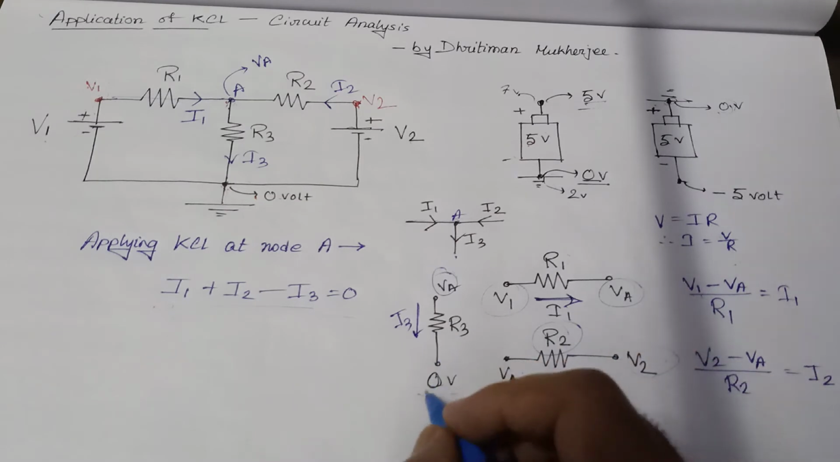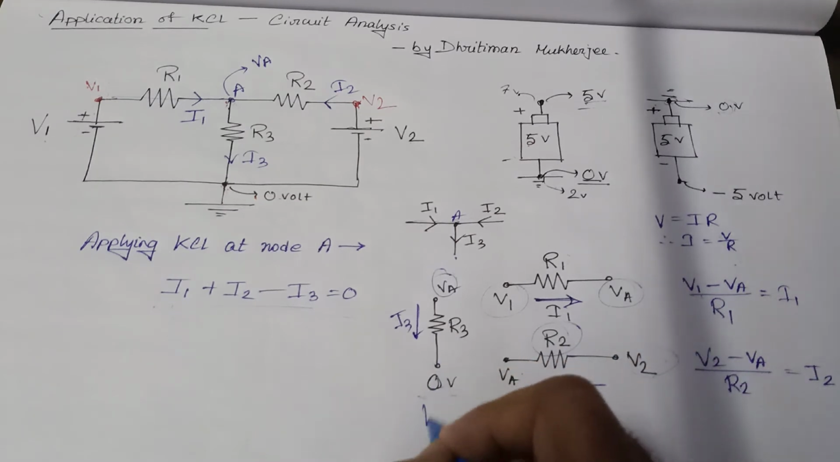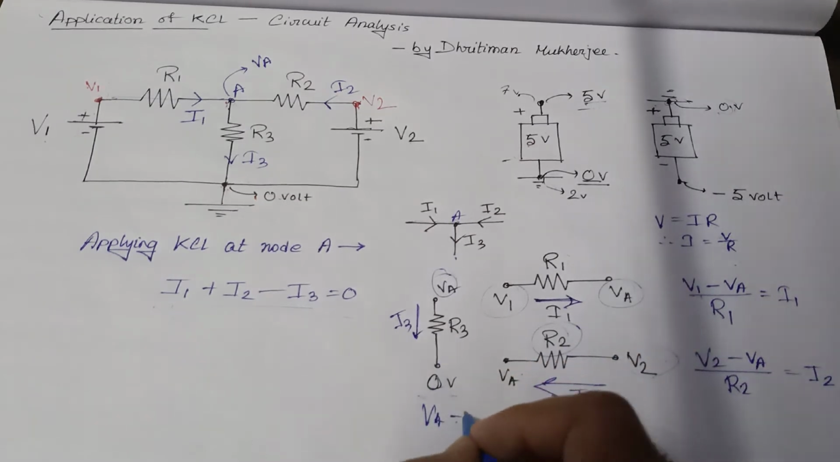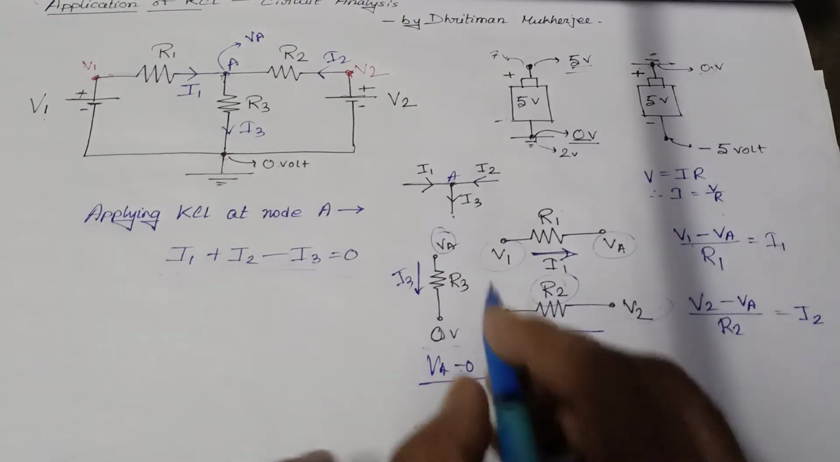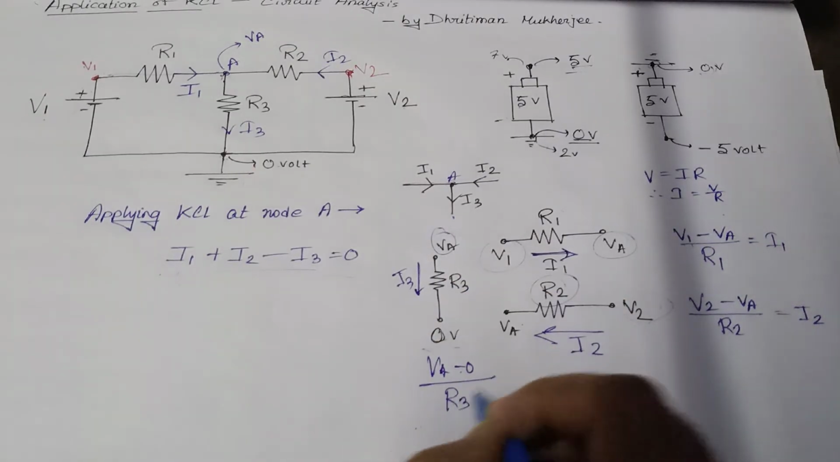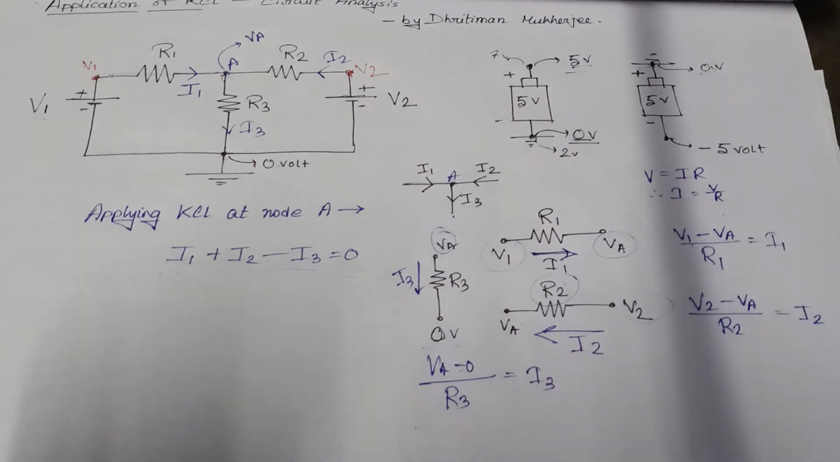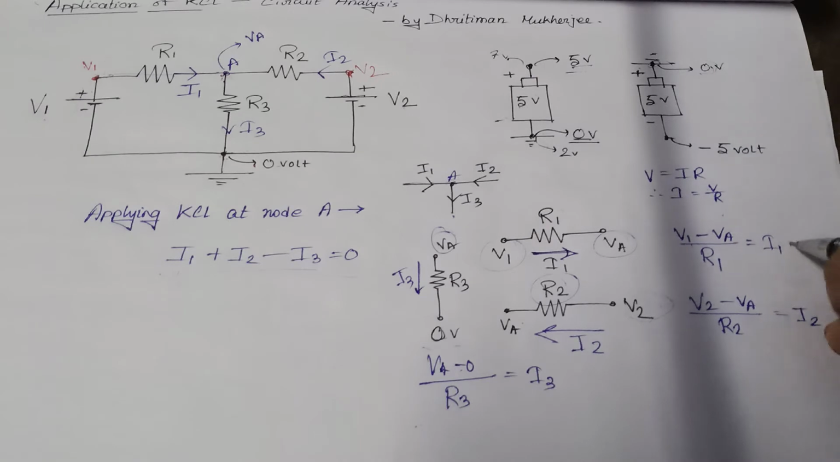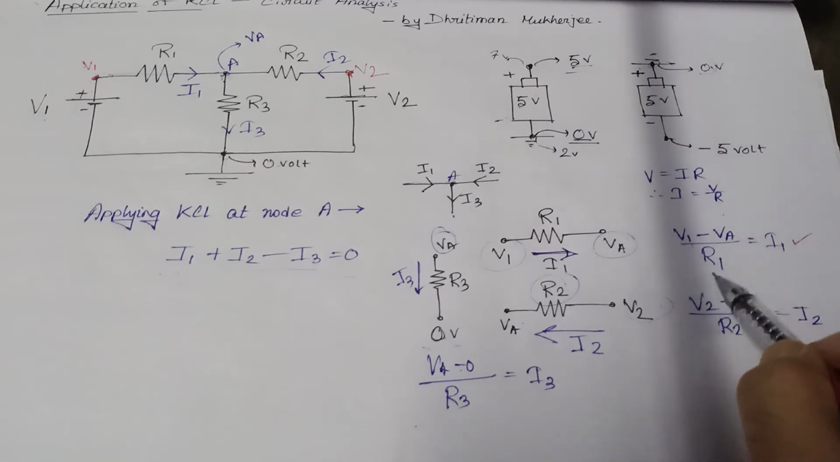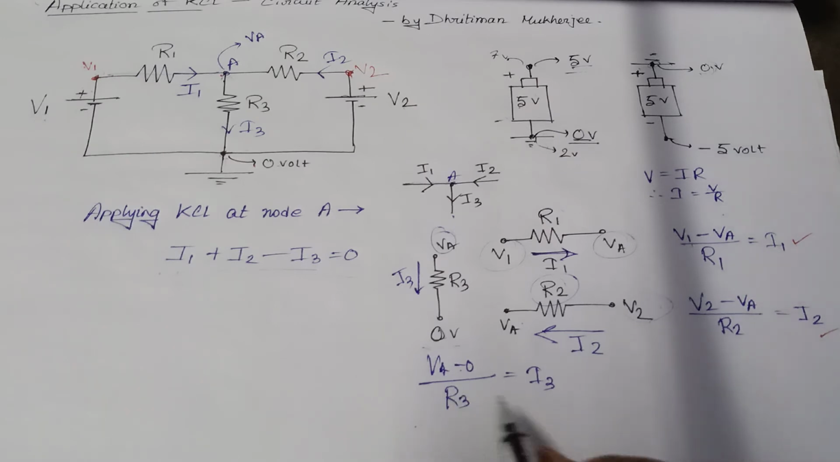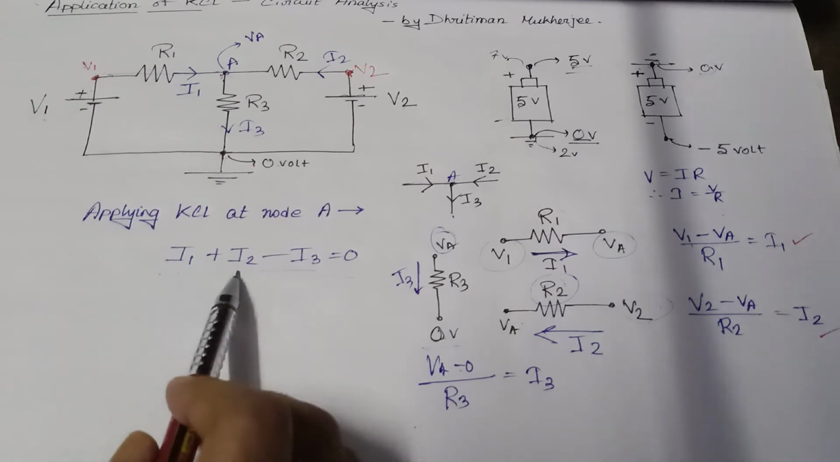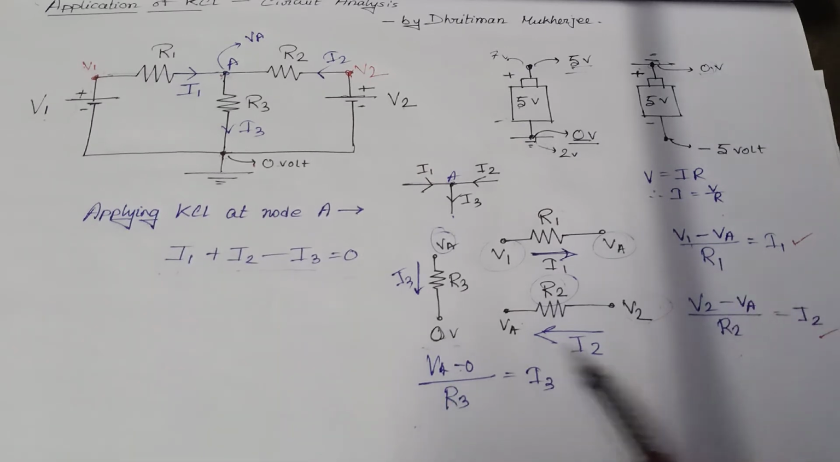So what is the potential difference here? Potential difference is VA minus 0 divided by the path resistance R3, which equals I3. Okay, so I1 is equal to V1 minus VA by R1, I2 equals V2 minus VA by R2, and I3 is equal to VA minus 0, meaning VA by R3. So substitute I1, I2 and I3 by these values.